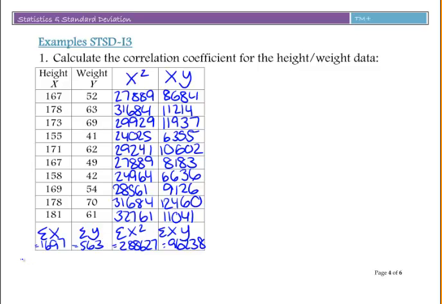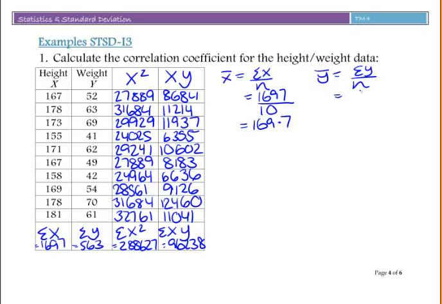So that means my mean of x is going to be the sum of x over n, so that's going to be 1697 over 10 scores, which is 169.7. The mean of y is going to be the sum of y over n. So that's going to be 563 divided by 10, which is 56.3.